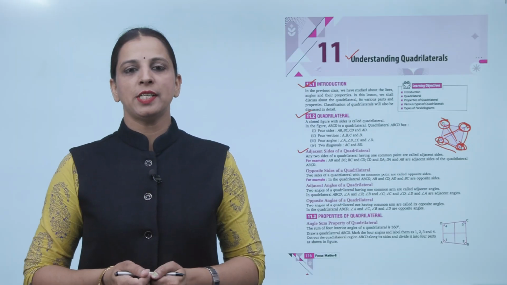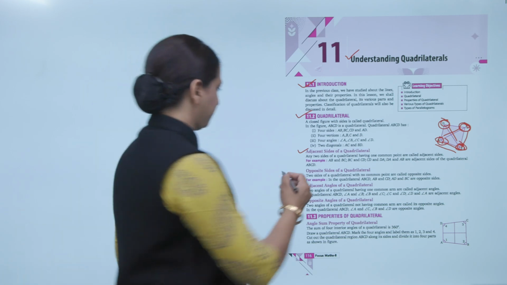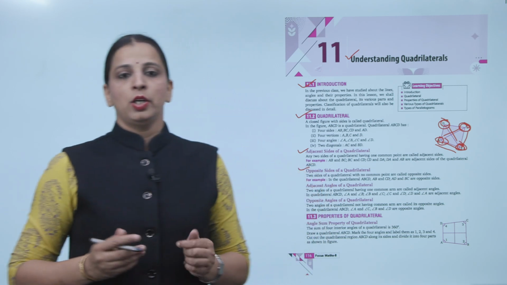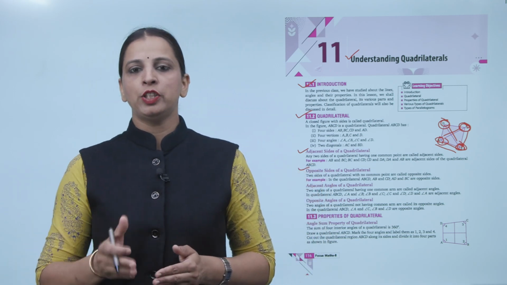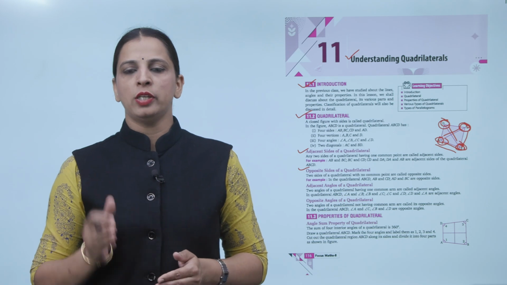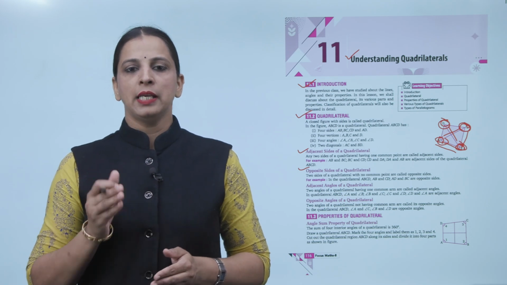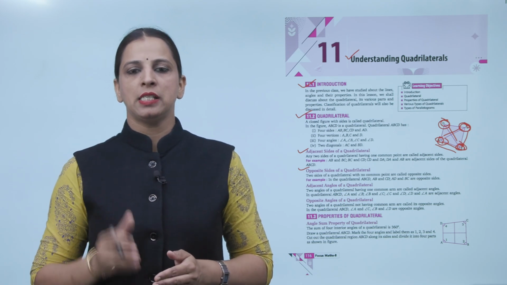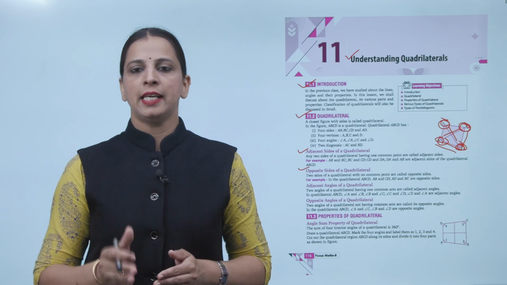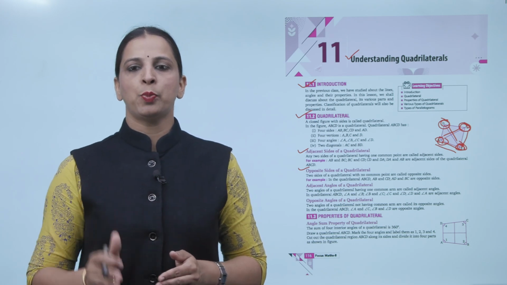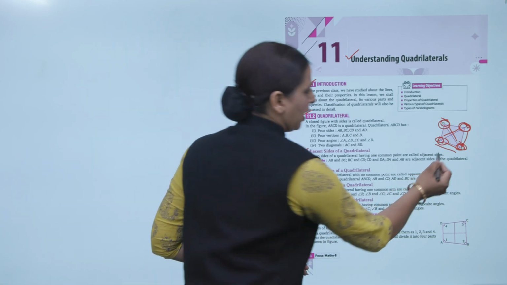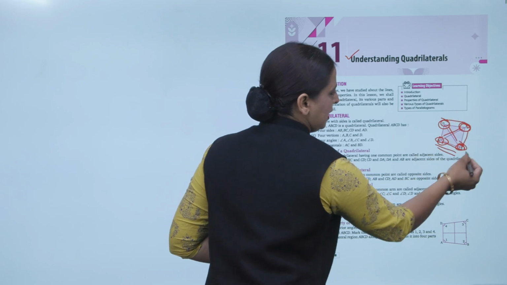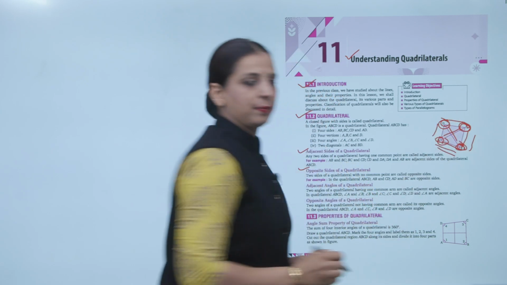Now, opposite sides of a quadrilateral. Two sides of a quadrilateral with no common point are called opposite sides. For example, in the quadrilateral ABCD, AB and CD, AD and BC are opposite sides.